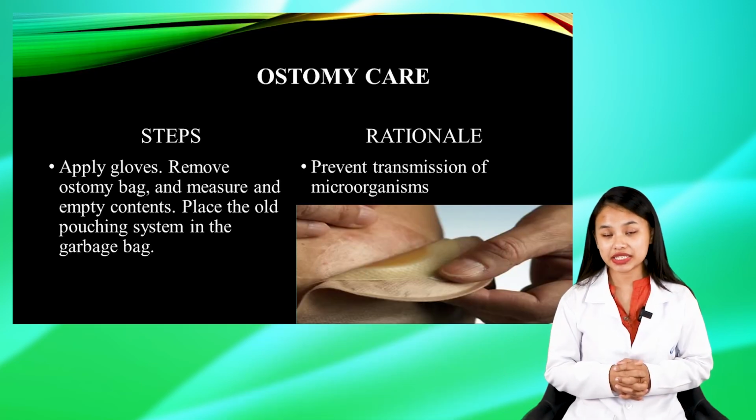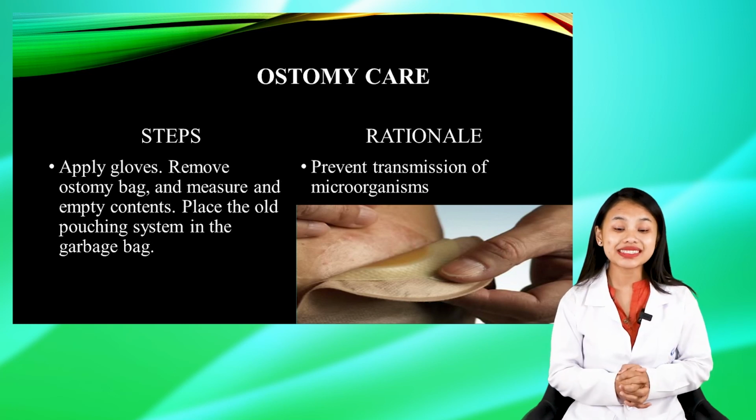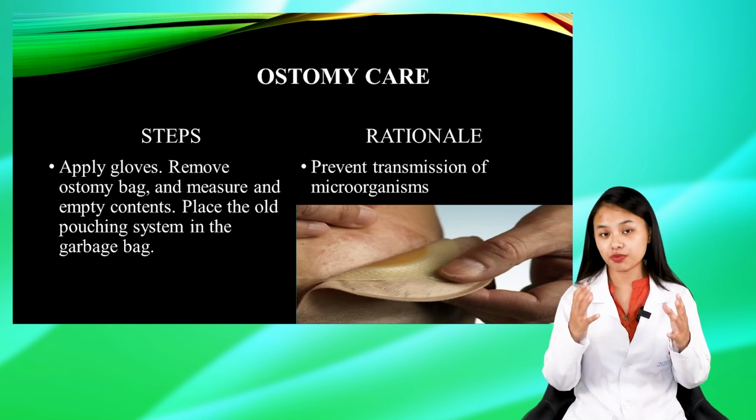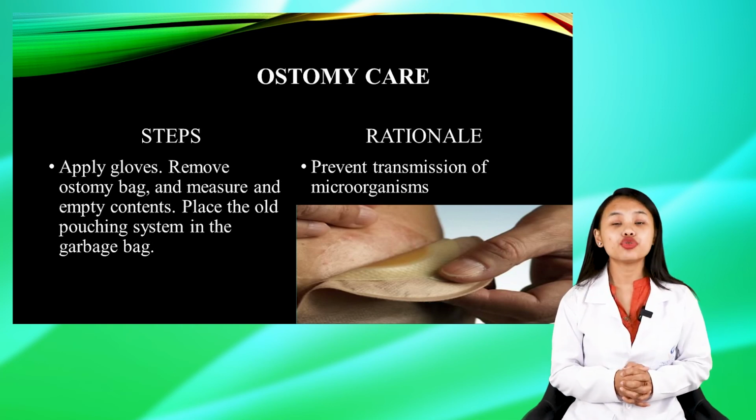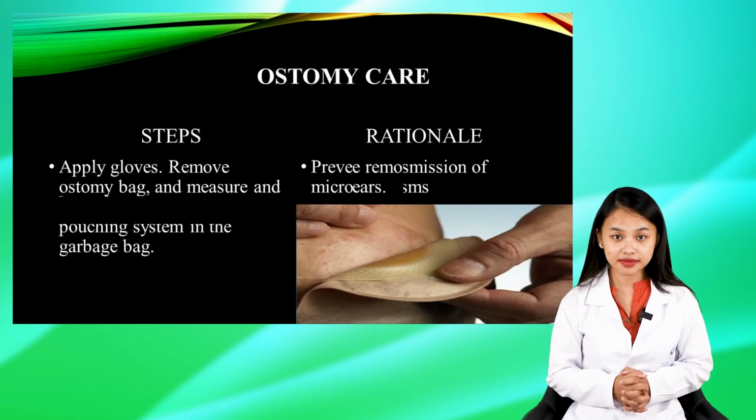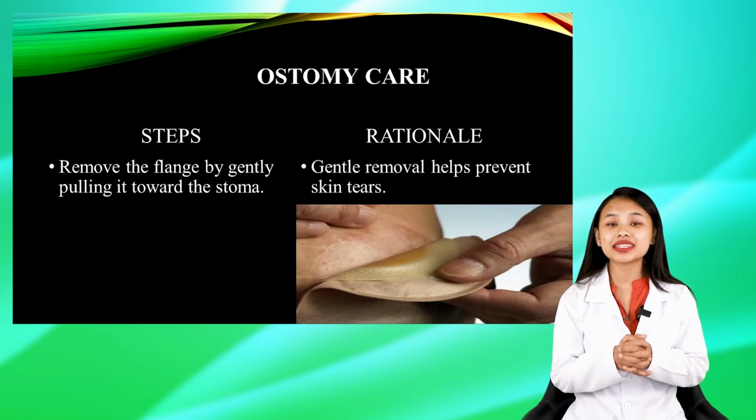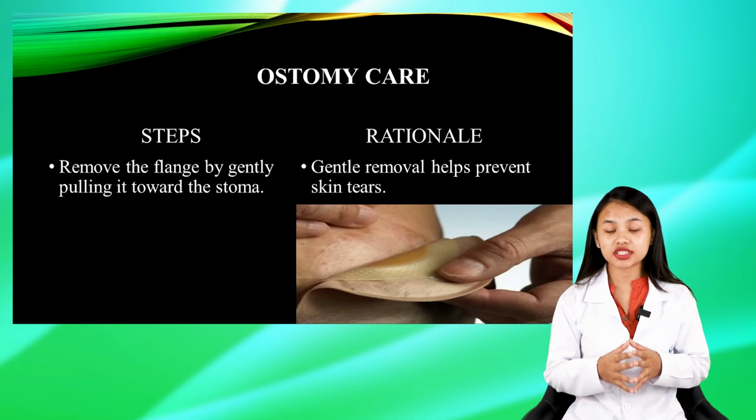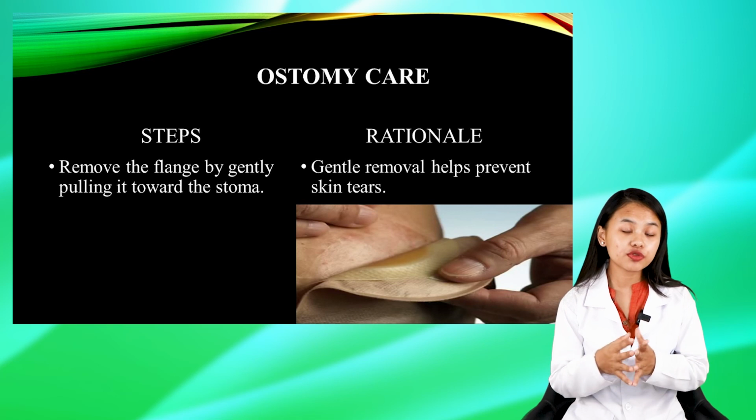Once this has been done, you must place the old pouching system in the garbage bag. We do this in order to prevent transmission of microorganisms. You can then remove the flange by gently pulling it towards the stoma. By pulling gently, it would help to prevent skin tear. You must support the skin with the other hand.